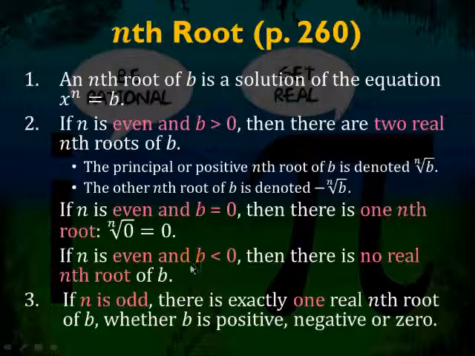If n is even and b is negative, you will not have any real roots of b. So, for example, if x squared equals negative 1, well, no real number squared would equal negative 1. So, there is no solution.